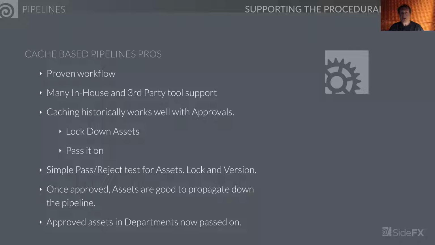The most important thing is with approvals, and that's one thing you must never forget in pipelines: is this a good asset or is it not? Does it meet the standards to move forward? So once it is, you lock the asset down and you pass it on. So this simple pass/reject test for assets works very well. It's interesting to see how PDG actually has this built in right inside of its genetics, and we'll take a look at that a bit later. But once these assets are approved, they're good to propagate down the pipeline.